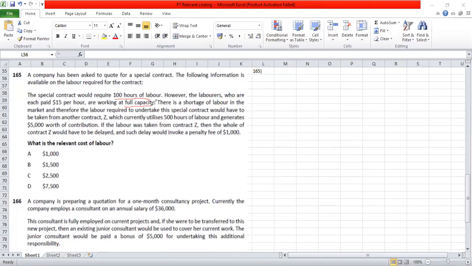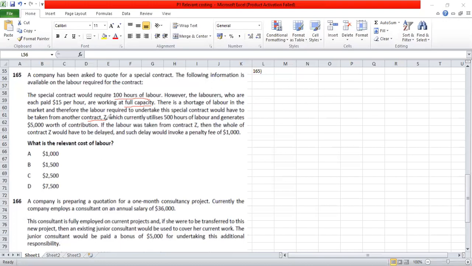They're considering taking the hours from another contract going on, Z. It says that there's a shortage of labor in the market, and therefore the labor required to undertake the special contract would have to be taken from another contract Z. So what has to be the decision? The decision would be to delay. Sometimes the situation could also be to stop that particular product. The production of that product is temporarily withheld. Here it is delayed, withheld, stopped, whatever it is.